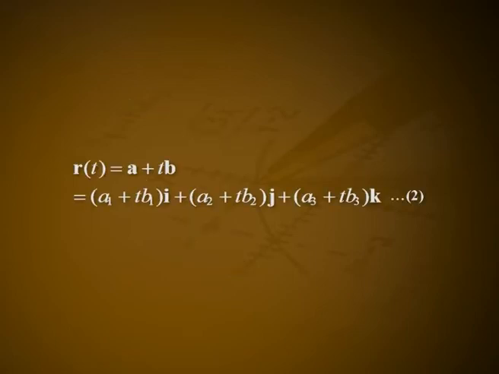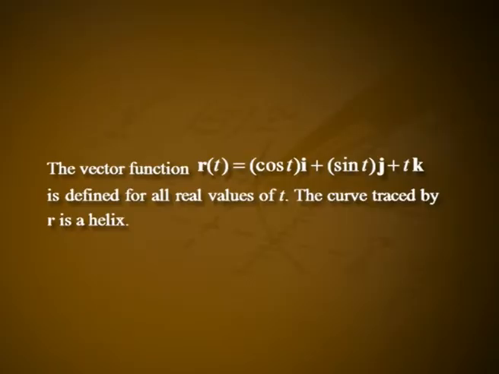Vector r of t equal to a plus t b, which is equal to (a1 plus t b1) i plus (a2 plus t b2) j plus (a3 plus t b3) k. If B is a unit vector, its components are the direction cosines of L. In this case, modulus of t measures the distance of the points of L from A. Example 3, a helix. The vector function vector r of t equal to cos t i plus sin t j plus t k is defined for all real values of t.